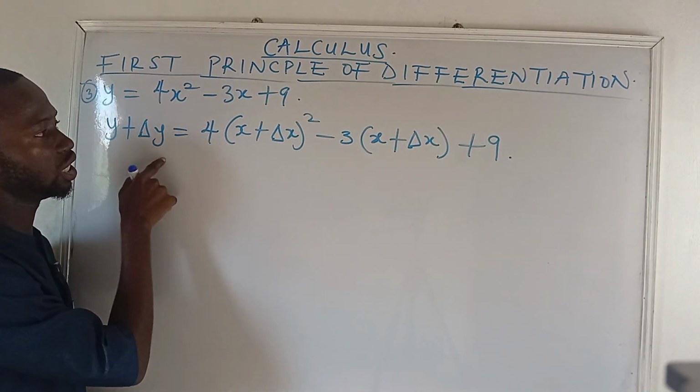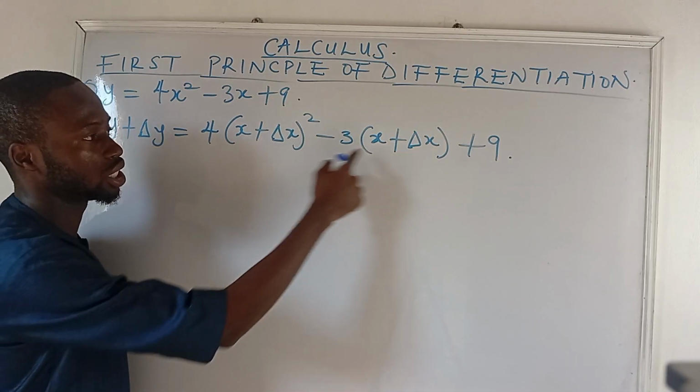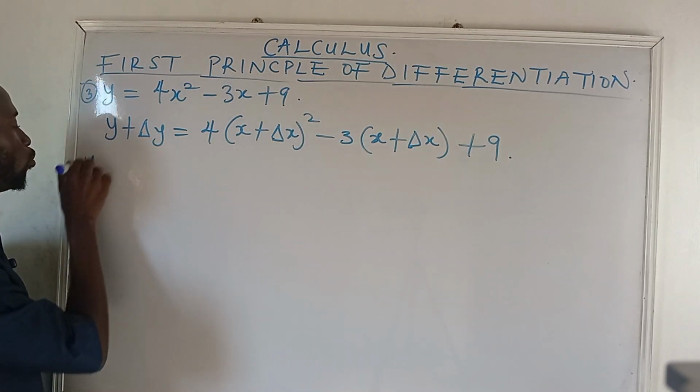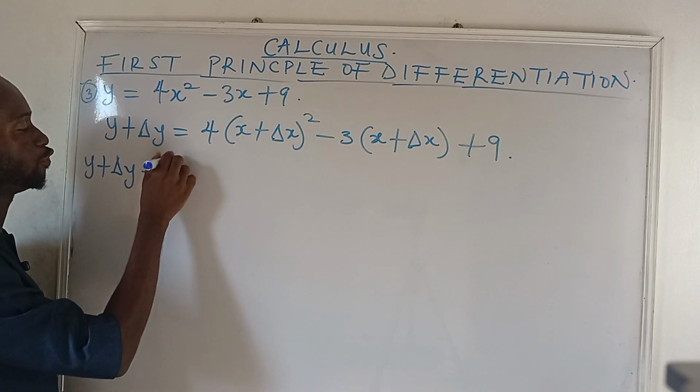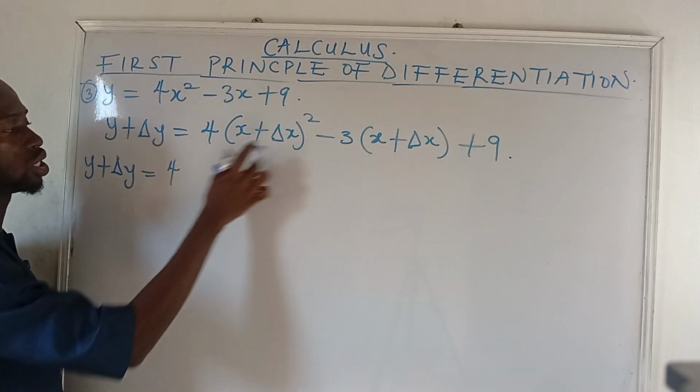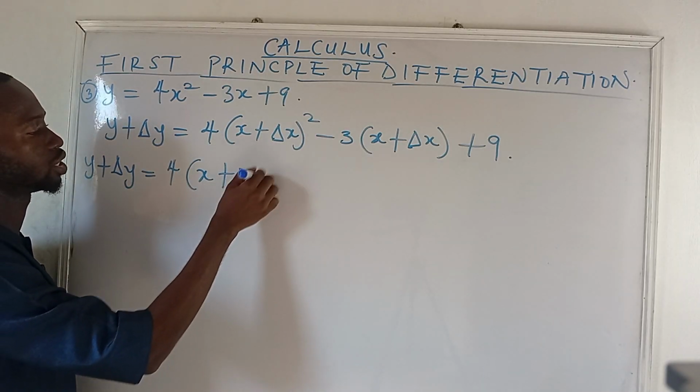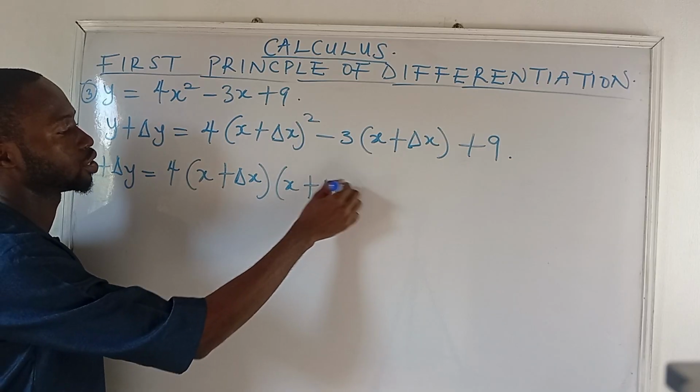So I need to open this bracket on this end. I need to open this bracket. So I would have y plus change in y will give me 4 into, because this is squared, I would have x plus change in x times x plus change in x, right?